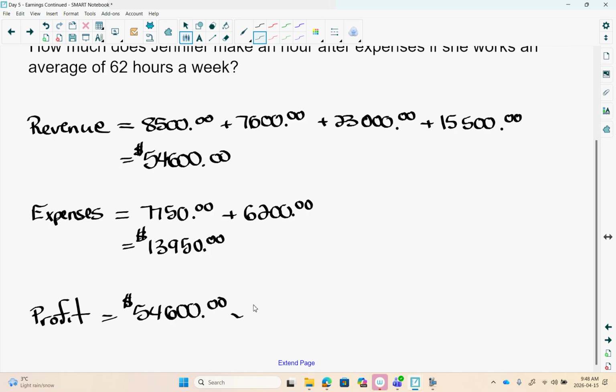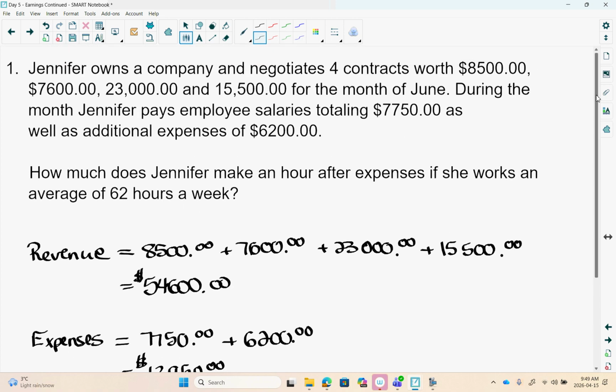So I subtract $13,950. And I get a profit of 54600 minus 13,950. I get $40,650. For the month, multiply that by 12, how much is she bringing in a year? $487,800, $500,000 bucks. Way to go. Okay, I wish I had your job, Jennifer.